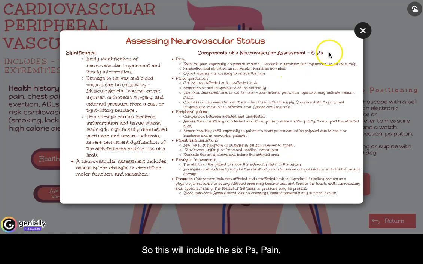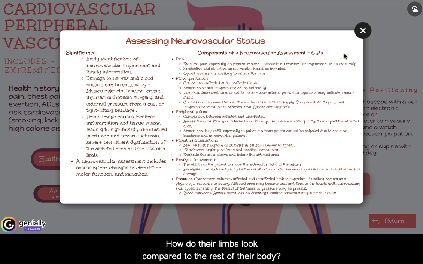So this will include the 6 P's. Pain, how much pain that they have. Do a subjective and objective assessment of it. Pallor, which shows perfusion. Do they look pale? How do their limbs look compared to the rest of their body? Assess the color and the temperature of it. Peripheral pulses, check their pulses.